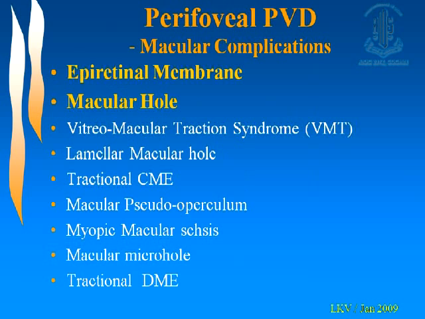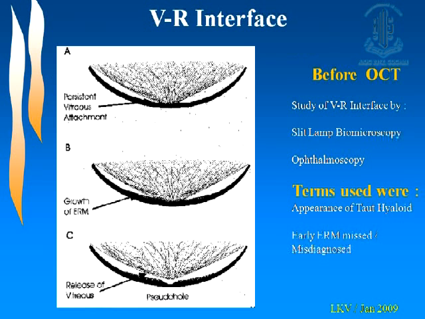The various interface abnormalities like epiretinal membrane, the macular hole, vitreomacular traction syndrome, tractional cystoid macular edema, macular schisis, and tractional diabetic macular edema are all macular complications of this initial perifoveal PVD. Therefore, I took some time to explain this concept. Before OCT, the terms used were appearance of taut hyaloid face or early ERM, and we were not very sure. But with OCT, I think these terms are better refined now, and no one uses taut hyaloid face as the term. It is more scientific and logical.